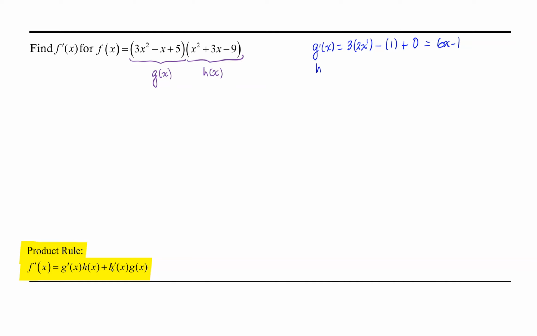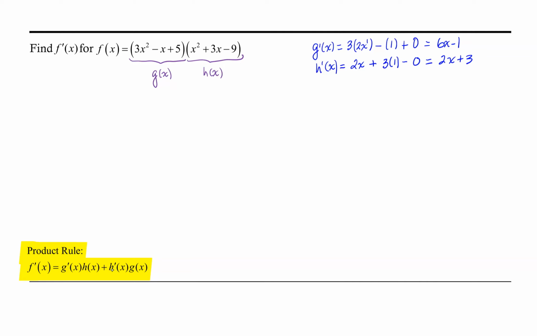Doing the same thing for h, so h prime of x is the derivative of x squared, which is 2x, plus the derivative of 3x. The derivative of 3x is 3 times the derivative of x, which is 1, minus the derivative of 9, which is 0. So that gives us h prime of x being 2x plus 3.